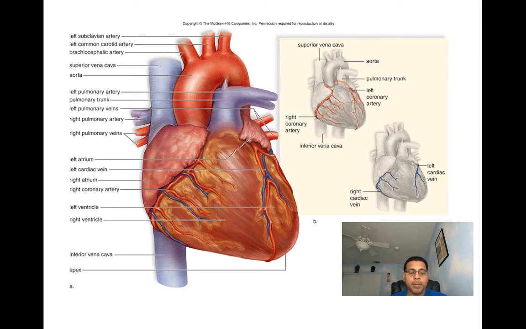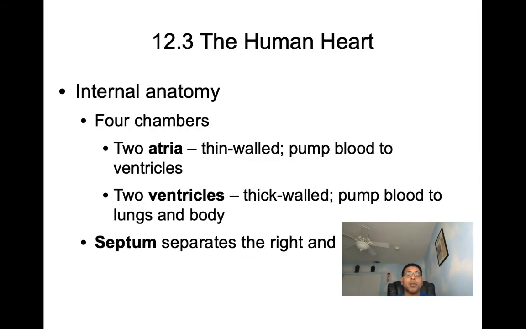So next then let's move to the internal anatomy. Now we talk internal anatomy. I'd like you to know that the heart is going to be separated into right and left sides by a septum. The septum is going to run right through the heart, separating it into right and left sides. The heart has 4 chambers.